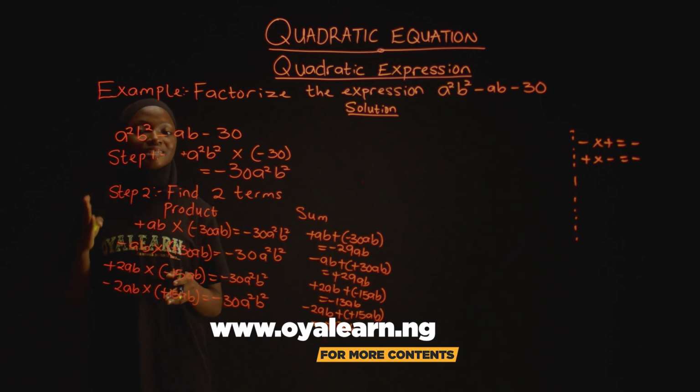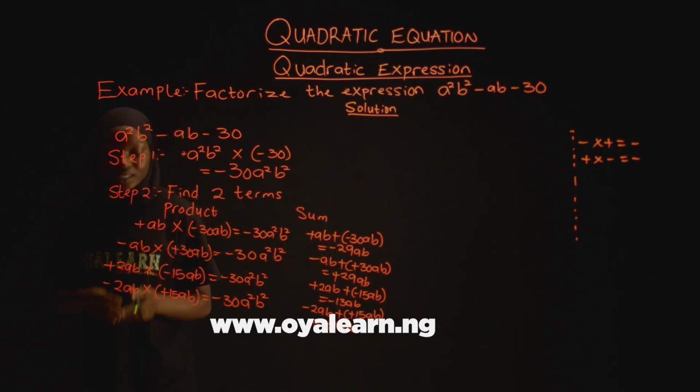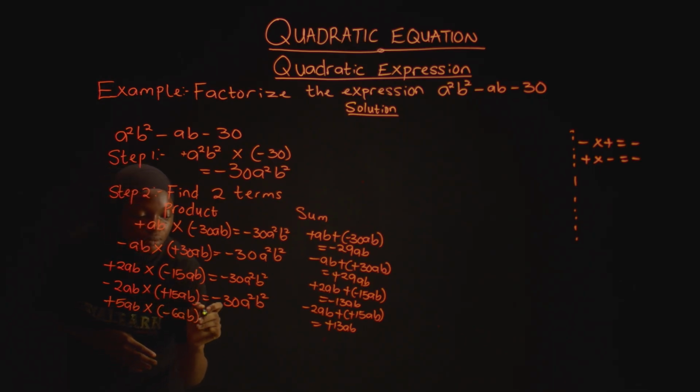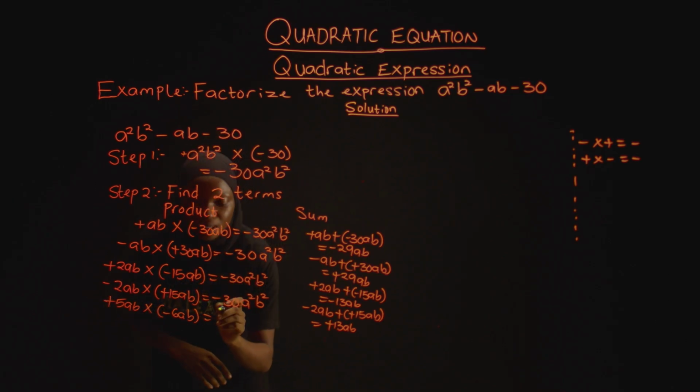Now you can have 6 and 5. So I can say plus 5ab multiplied by minus 6ab. Now when you do this, plus times minus gives minus, 5 times 6 is 30. AB times AB, we have a squared b squared.